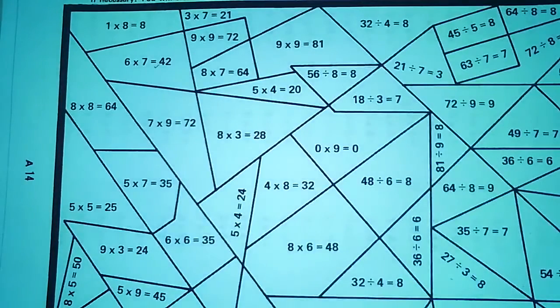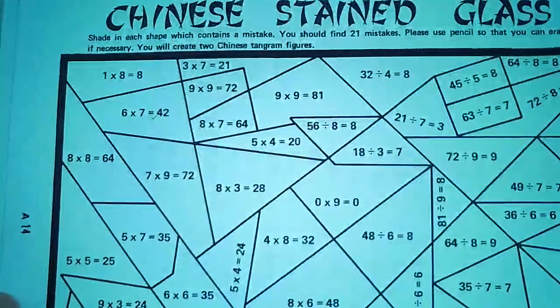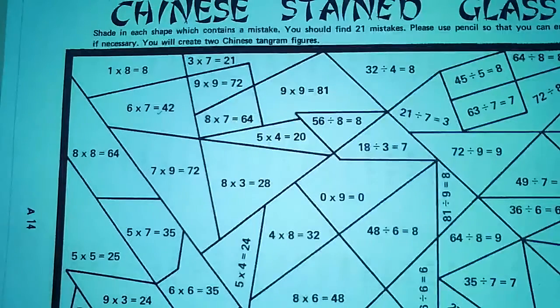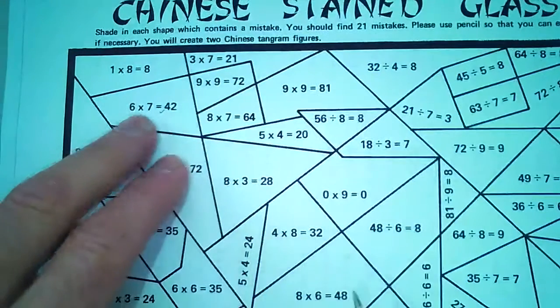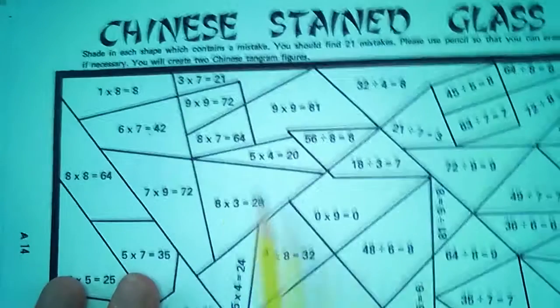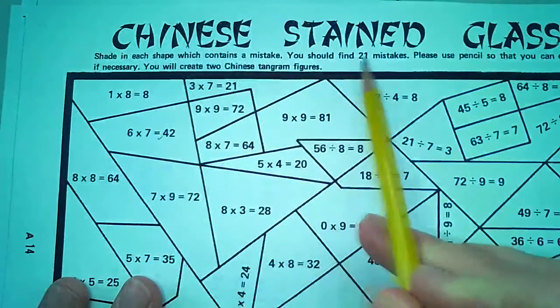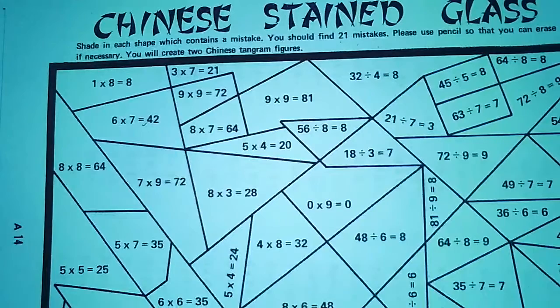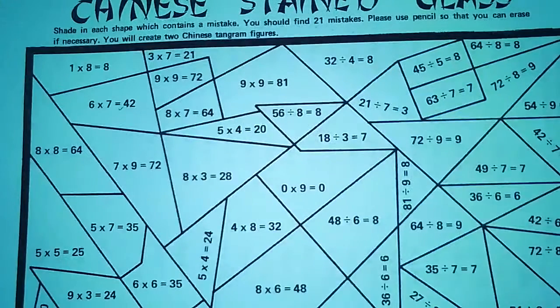All right, and the other one we're doing is A14, which is Chinese stained glass. Basically, what that's doing is looking at all these equations, because we're so familiar with them now that you should be able to look at them and see if they're correct or not. For example, 6 times 7 is 42, so I'd put a little check mark there and leave it, because the idea is you're going to shade in 21 mistakes, okay? And the idea is that you shade it in and an image will appear.